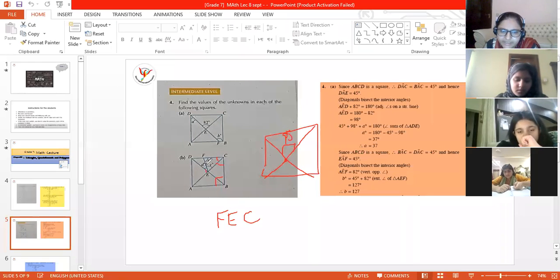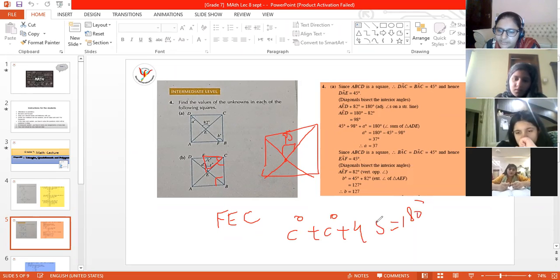I'm taking the triangle FEC, where this is 45 degrees and C degrees. Can I write it as C degrees plus 45 degrees equals 180 degrees? So I can easily find the value of C degrees, right? Is this clear, how I am going to solve the value of C degrees?